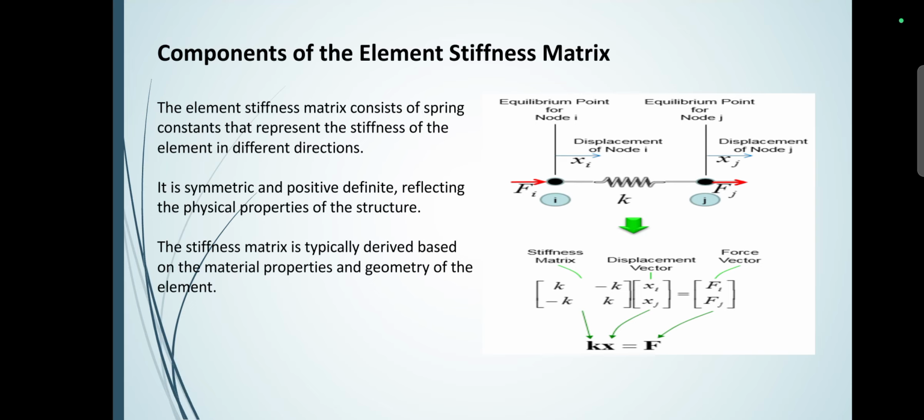In this, the element stiffness matrix consists of spring constants that represent the stiffness of an element in different directions. It is symmetric, reflecting the physical properties of a structure. The stiffness matrix is typically derived based on the material properties and geometry of the element. F equals K times x.